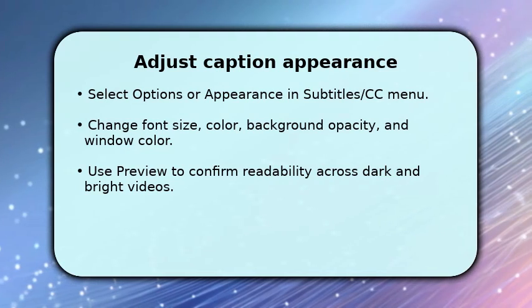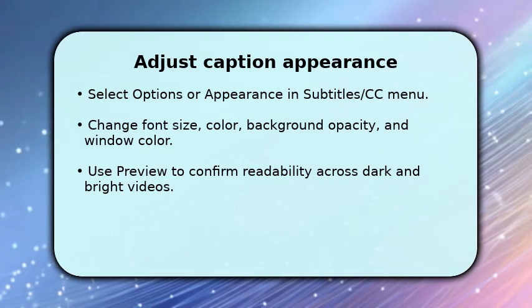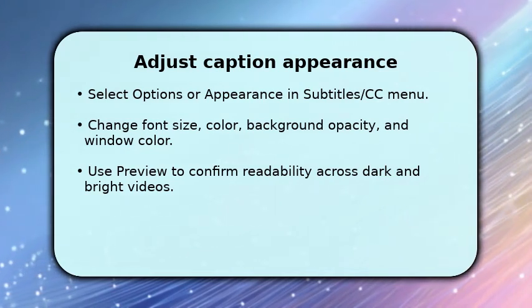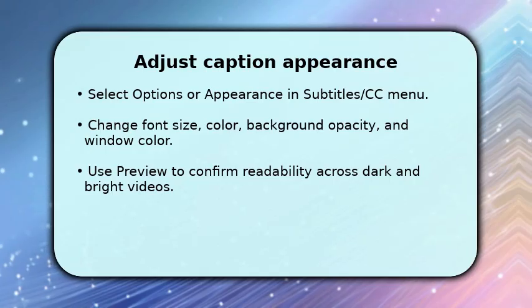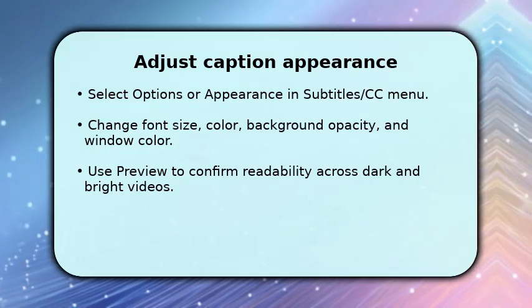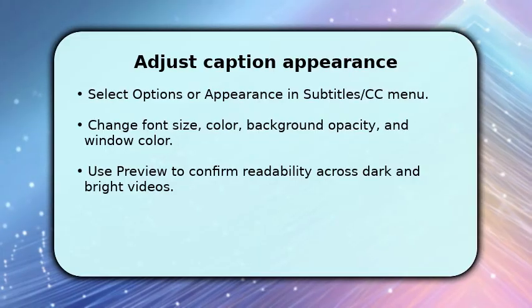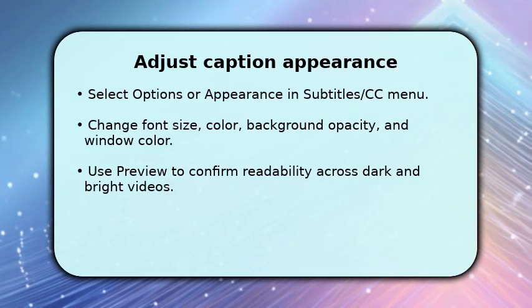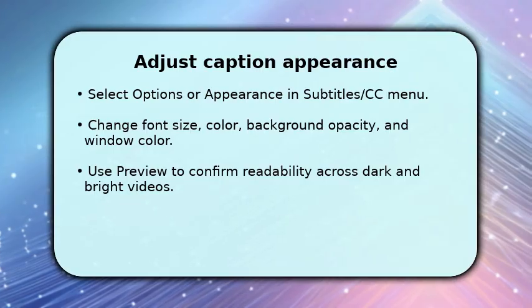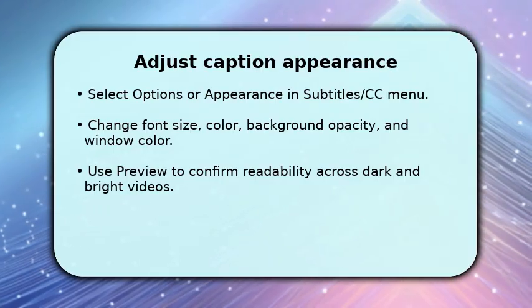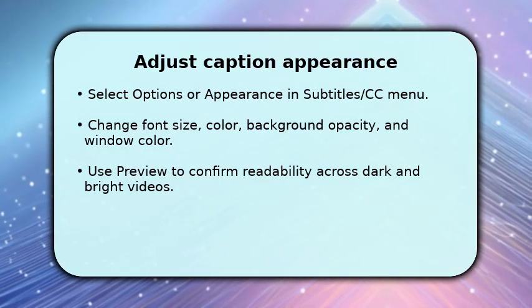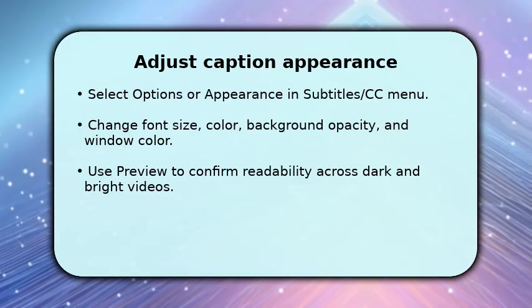Now you adjust the appearance. Open Options or Appearance under Subtitles/CC. Choose a font size, small, medium, large, or a custom size when available. Increasing size improves readability on phones and TVs. While here, change color, background opacity, and window color to keep contrast high. This helps when scenes are bright or busy.